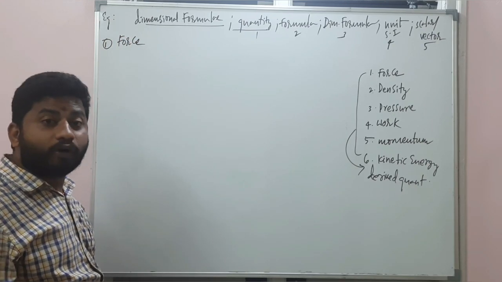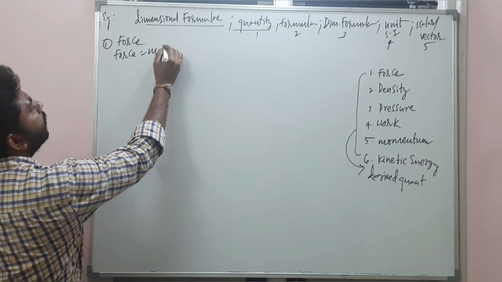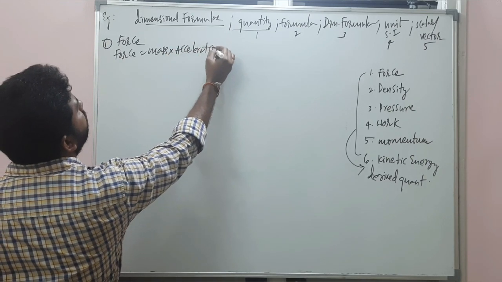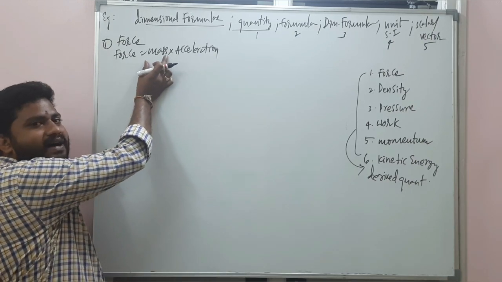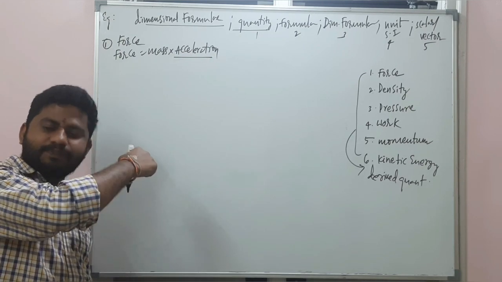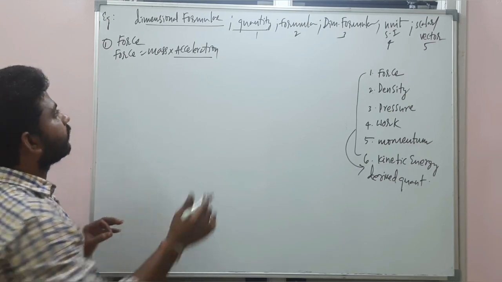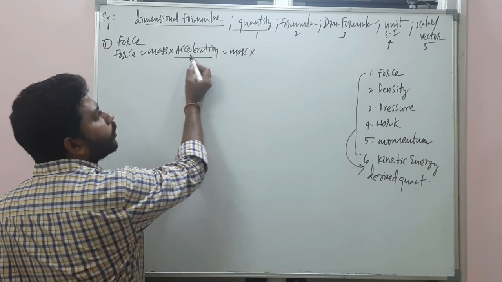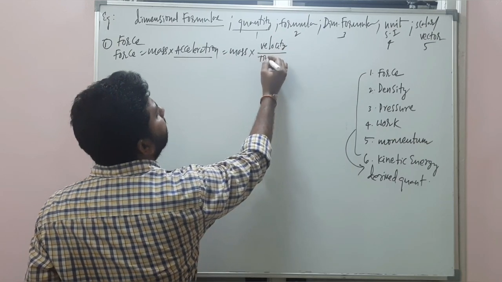What is the formula for the force? Physical formula: force is equal to mass into acceleration. Clear? What are the dimensions of mass? It's M. What are the dimensions of acceleration? We have just previously discussed, but still we will do it once again. Listen to me carefully. Mass into acceleration is what? Change in velocity divided by time.